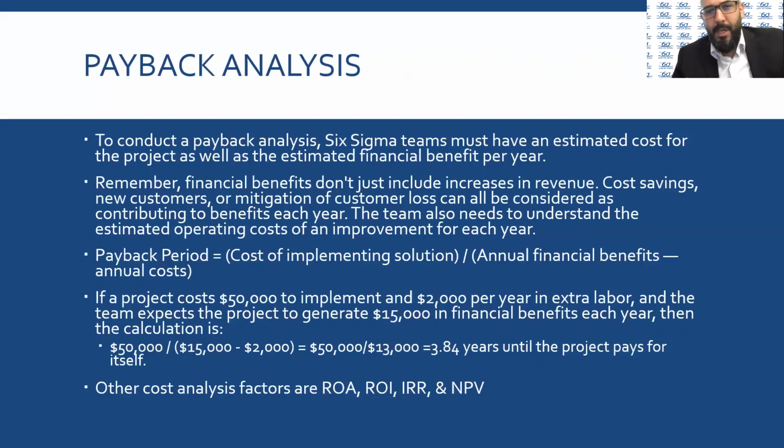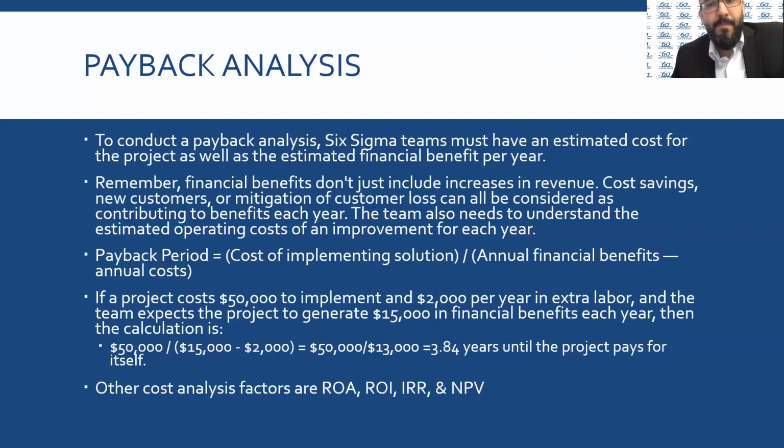The equation for the payback period is the cost of implementing a solution divided by the annual financial benefits minus the annual cost. Here's an example. If a project costs $50,000 to be implemented, and you will see $2,000 per year in extra labor, this is cost. And the team expects the project to generate $15,000. This is the profit, the revenue in financial benefits each year.